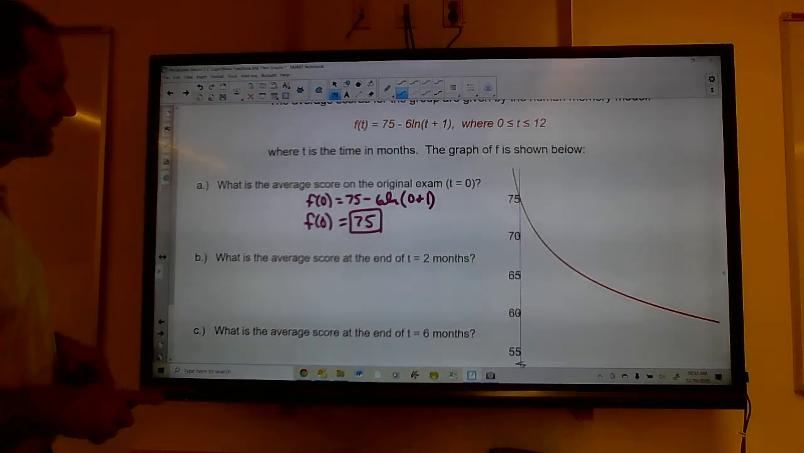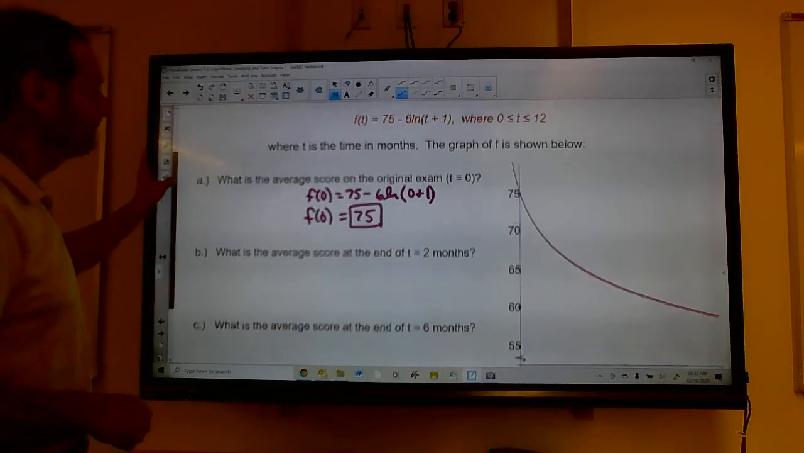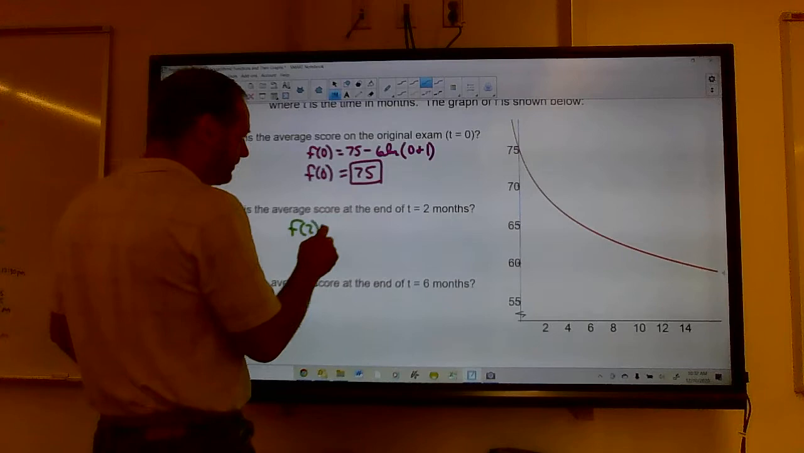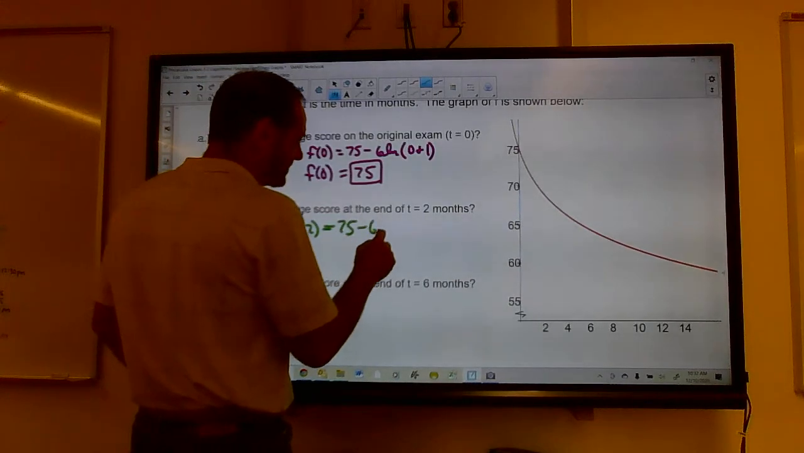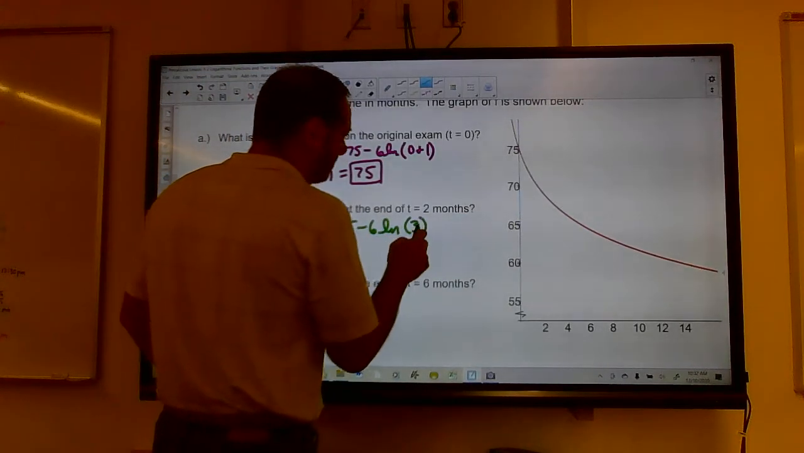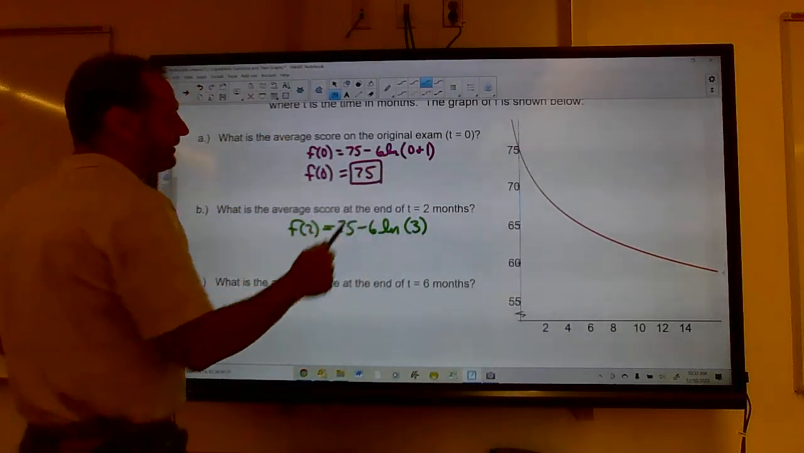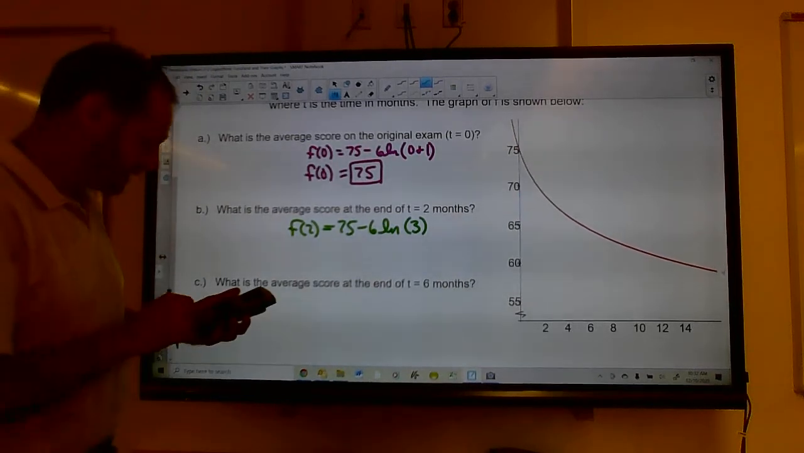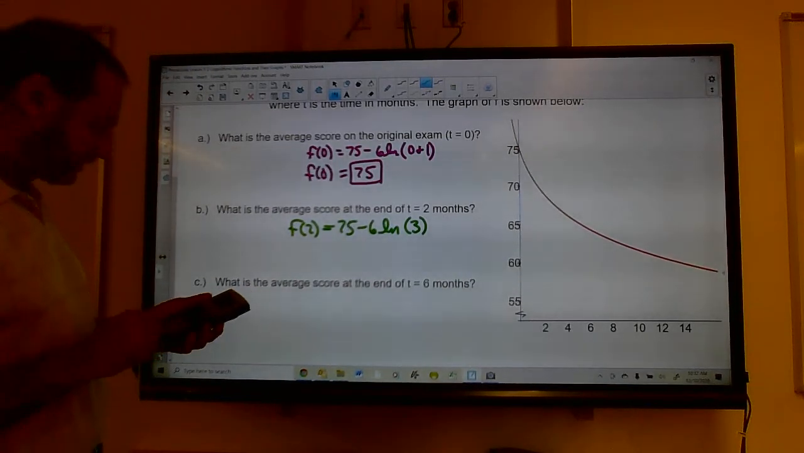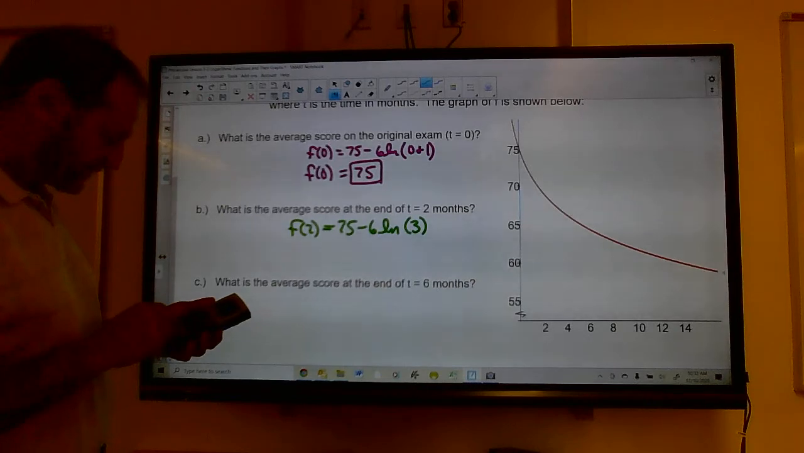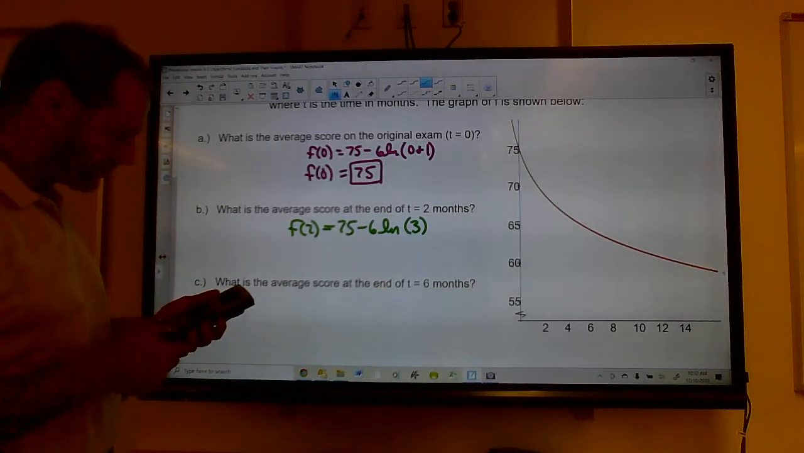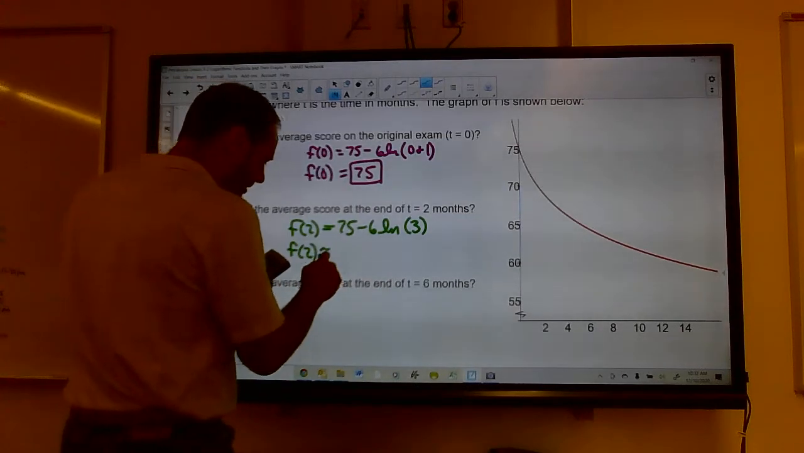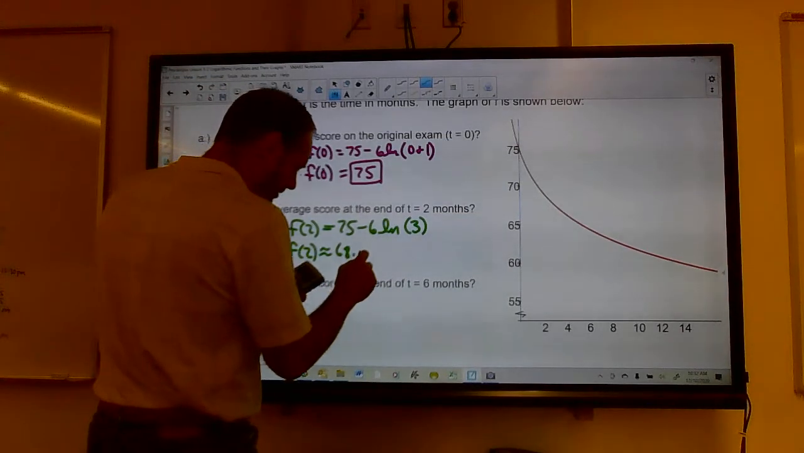What is the average score at the end of 2 months? Okay, so I plug in 2. So this ends up being 75 minus 6 times the natural log of 3, right? Because 2 plus 1 is 3. So at this point, I'd get out my handy-dandy TI-84 Plus C Silver Edition graphing calculator, and I'd go 75 minus 6 times the natural log of 3, close the parentheses, hit enter, and it comes out to be 68.4.